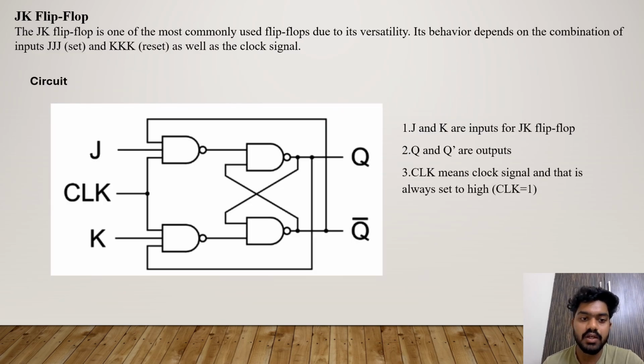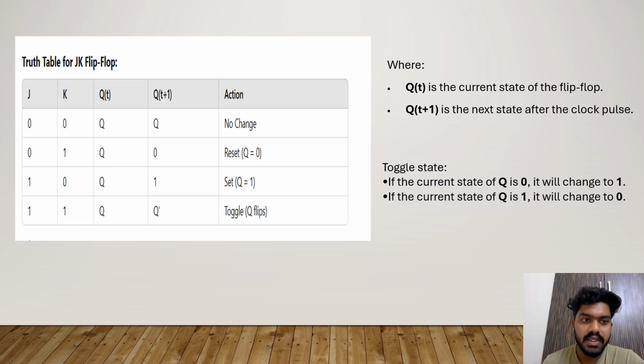In this we have two inputs, J and K. The outputs are Q dash and Q, and one more input is CLK, the clock signal, which we always keep as 1, that is fixed. And when it comes to the truth table, J and K are inputs and Q of t is the current state of the flip-flop, and Q of t plus 1 is the next state after the clock pulse.